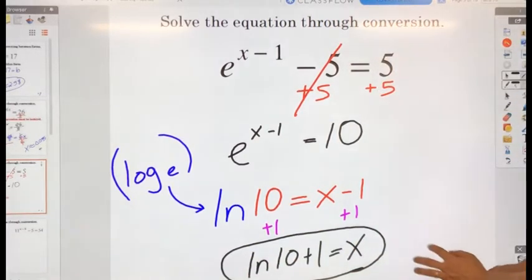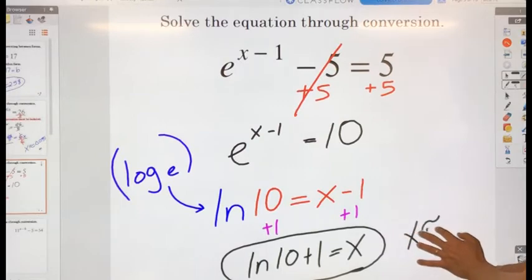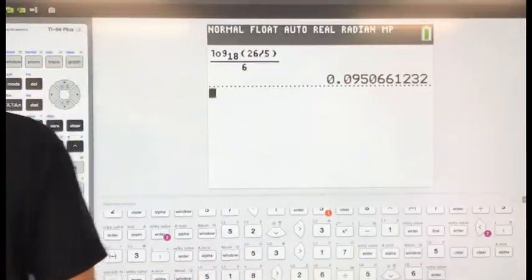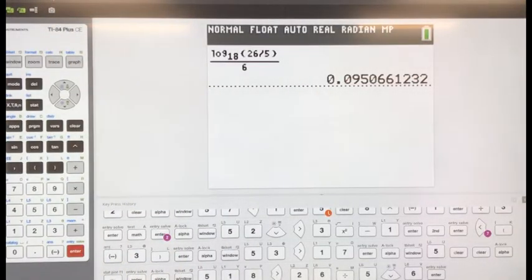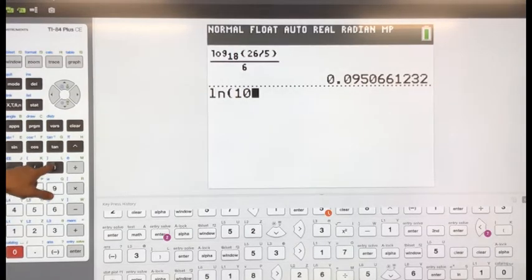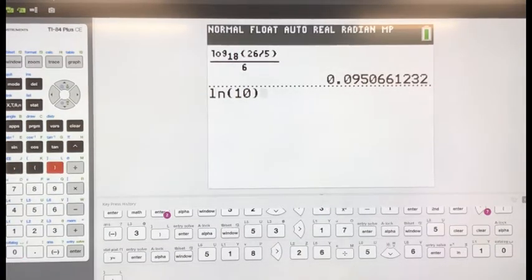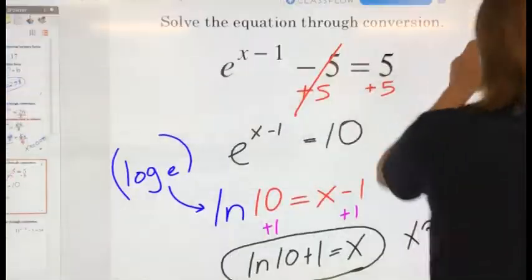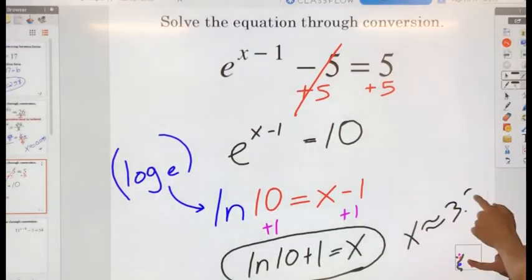And again, let's go ahead and round what the decimal is going to be for that. So ln of 10 plus 1. ln on your calculator is right here on the left side, third button up, ln of 10. Now make sure you close the parentheses because you don't want to accidentally calculate ln of 11 plus 1, and I get about 3.3. So that's roughly 3.3.